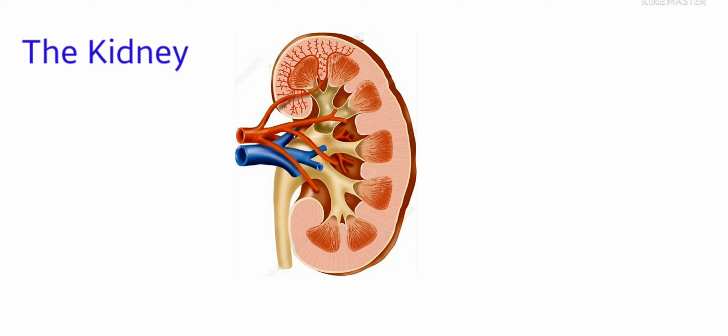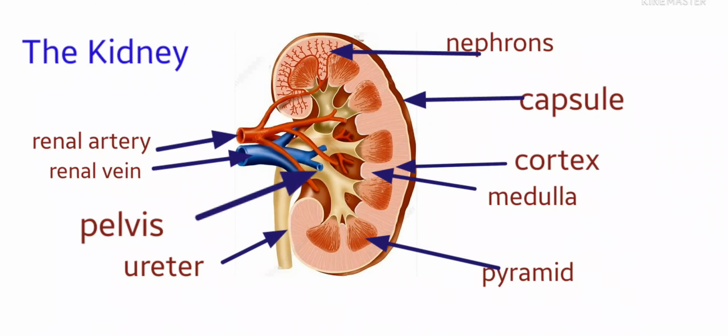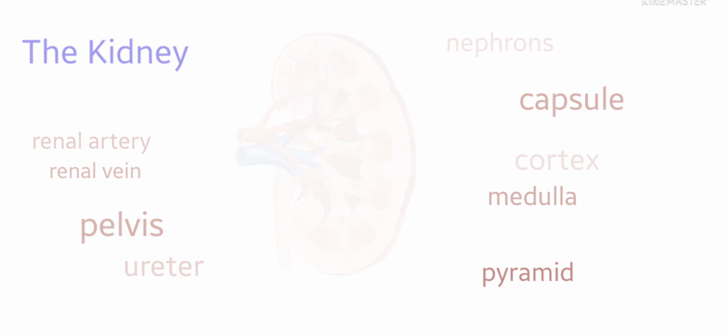Let's study the structure of the kidney by looking at the longitudinal view of kidney. A kidney has a dark colored outer region called the cortex and a lighter inner region called the medulla. The medulla consists of several cone-shaped areas called the pyramids. The space where the ureter joins the kidney is called the pelvis.